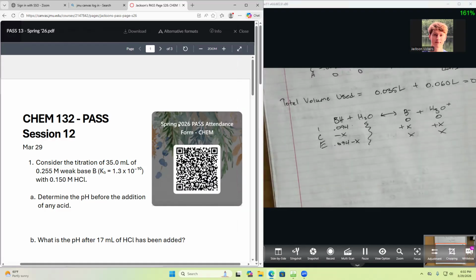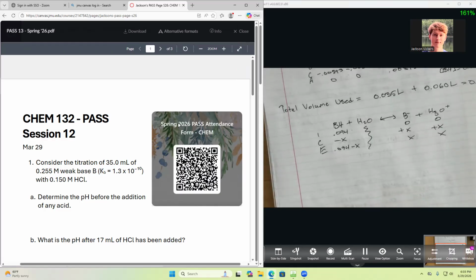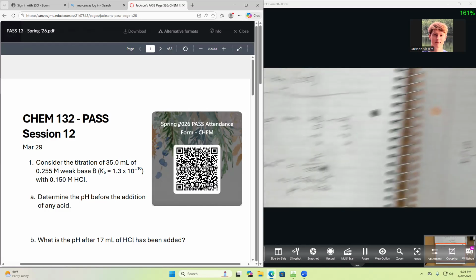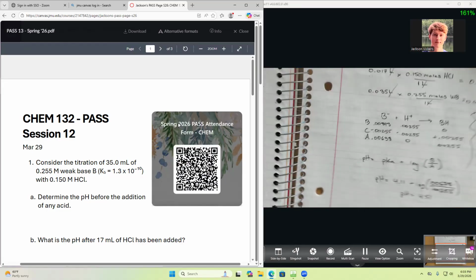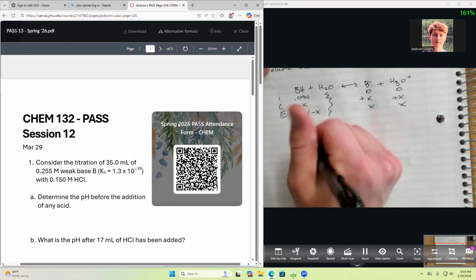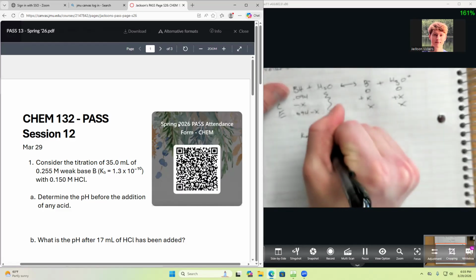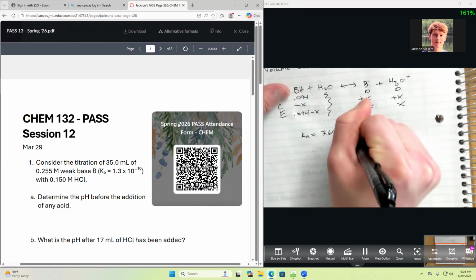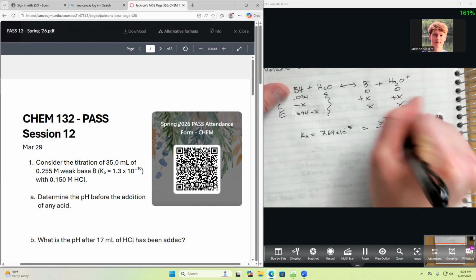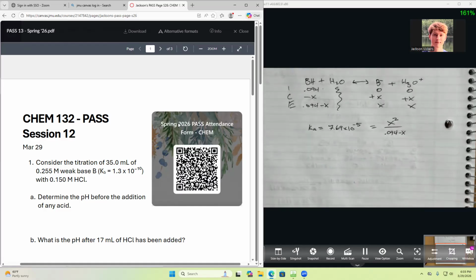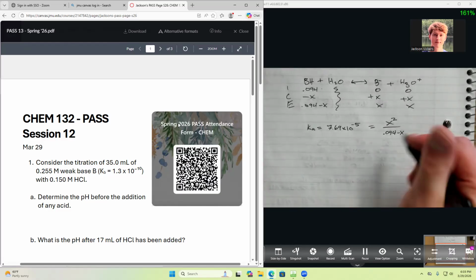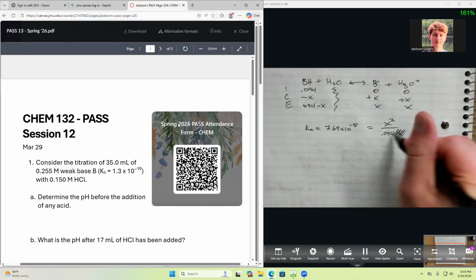So we use Kw to find that, right? So it's going to be 1 times 10 to the minus 14 over Kb. We maybe even already did this. Yeah. All the way back here, we found that Ka is 7.69 times 10 to the minus 5. And that equals x squared over 0.094 minus x. And then again, what do we do here to make this a little bit simpler? Yep, we can get rid of the minus x because this is small enough.